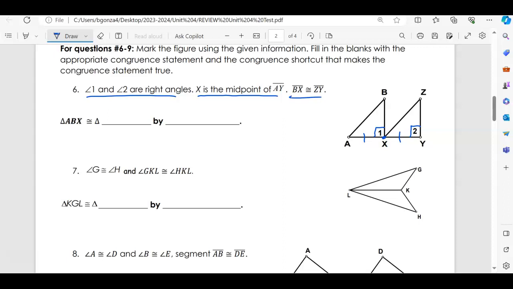It says BX and ZY are congruent. So B to X, put 2 ticks. Z to Y, put 2 ticks. All right, so the first blank is what are the two triangles? So ABX matches XZY by what? Well, BX, if I follow the edge, it's side, right angle, side. That's side, angle, side.